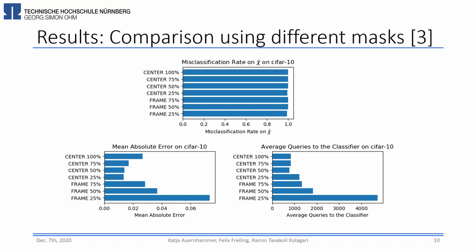Average queries shows the same. In this case, we have center 50% has the smallest number of average queries. Center 25% has a higher amount of queries. And again, the frame masks perform worse than the center masks.